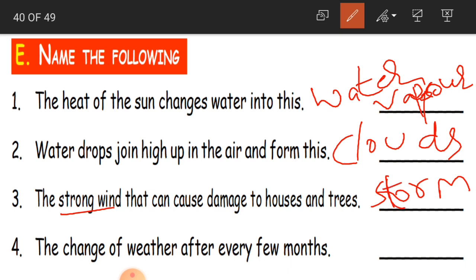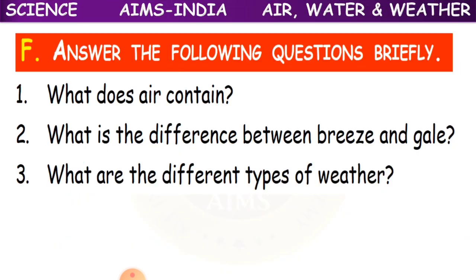And the fourth one is the change of weather after every few months. The change of weather after every few months. What do we call it? Seasons. Okay, it is nothing but season. Seasons. Clear, children?